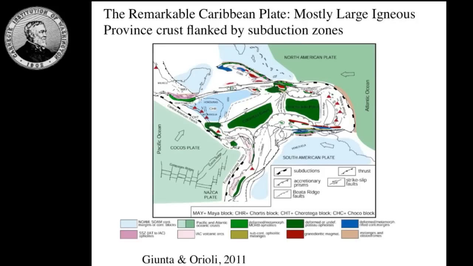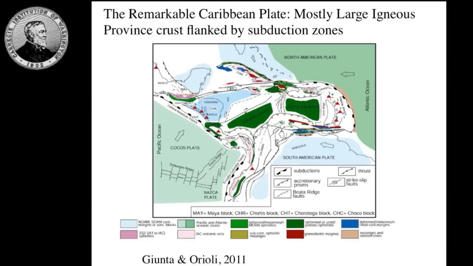So the Caribbean plate is kind of remarkable because the single plate is mostly made up of a large igneous province, and it's flanked by subduction zones. So all of this dark green is oceanic plateau. It's thought to have formed over the Galapagos plume. This subduction zone is older. It seems to be formed in the early Cretaceous. Geology of Cuba is going to be one of the most exciting things to work on in the next few years.